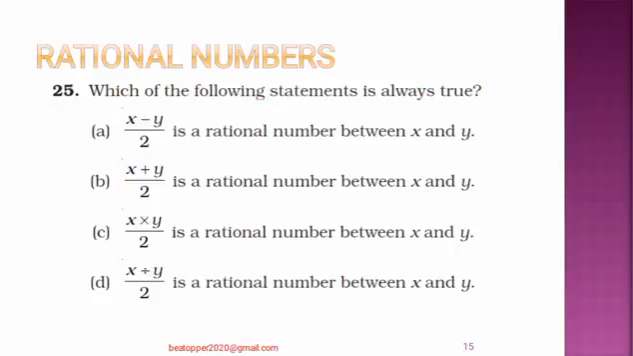Next question, which of the following statements is always true? Always. Okay. So we have already learned that x plus y by 2 is a rational number between x and y. This is all about today's video.